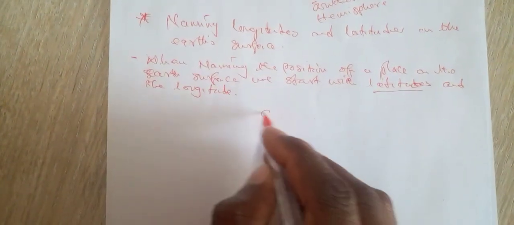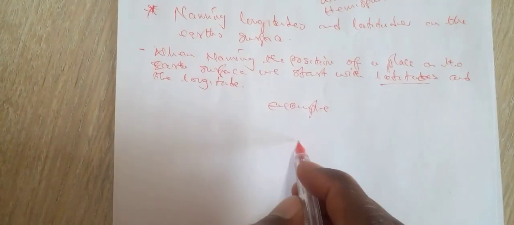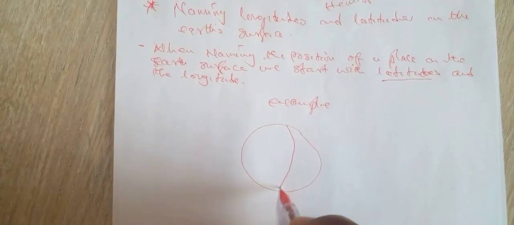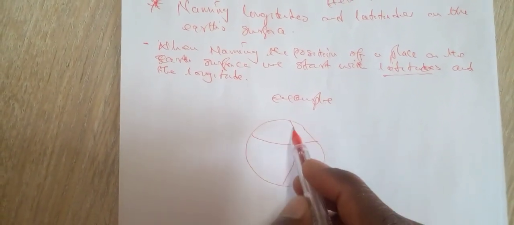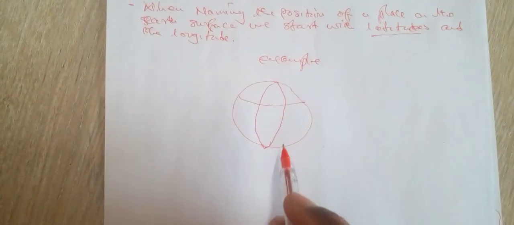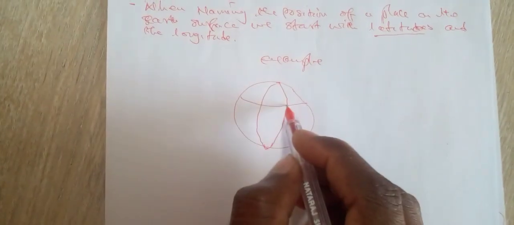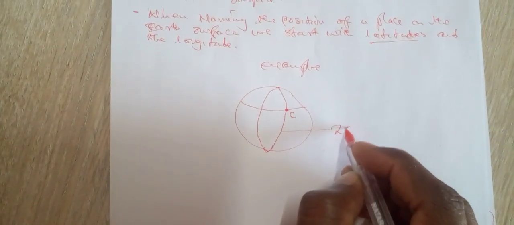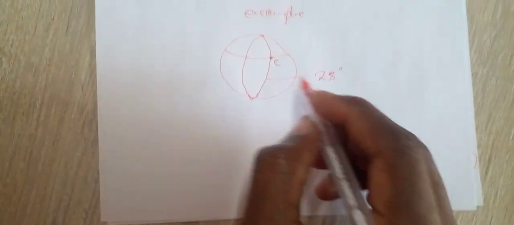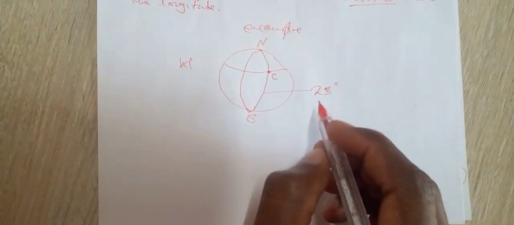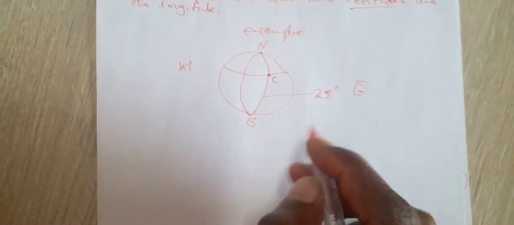Let's say, for example, we are given the earth, we have the earth surface here, and we are given a longitude, and we are given a latitude. There we go. And this as well is another longitude. Don't mind my sketch here. Just try to get the concept and apply it in your final examination. Let's say this is point C there, and this point C is lying on longitude 28 degrees, okay, and we know that this side is the northern hemisphere and this is the southern hemisphere. This is the western side and this is the eastern side of this earth.